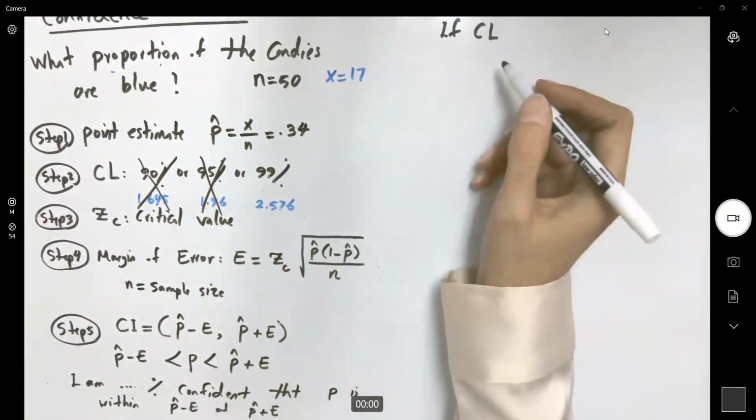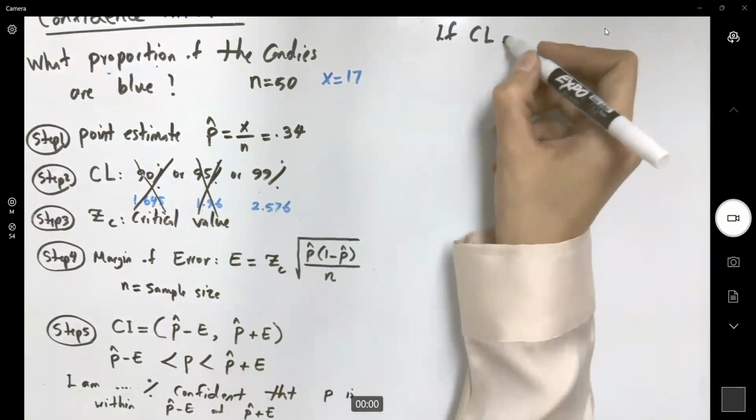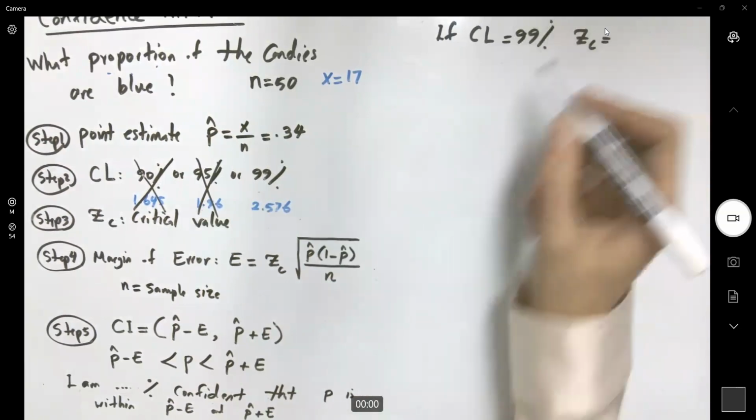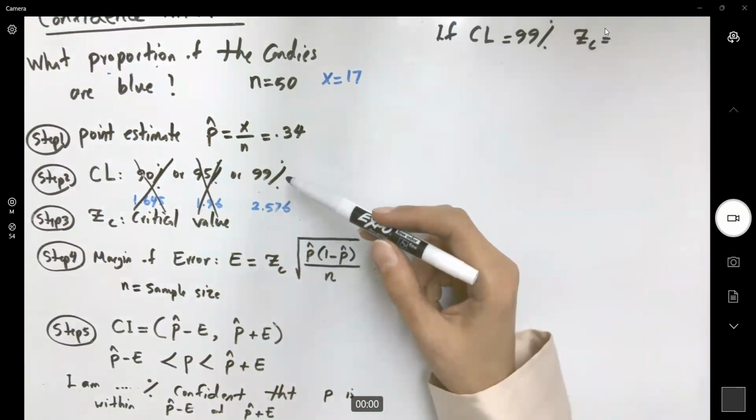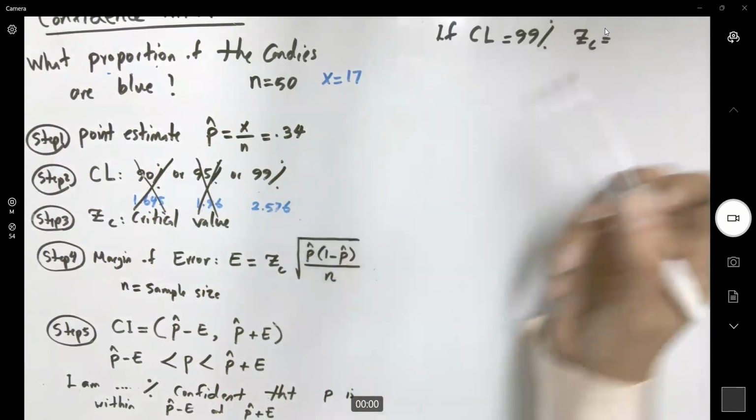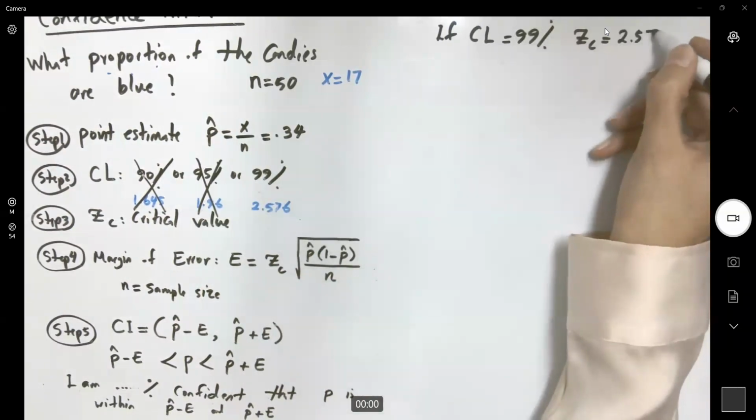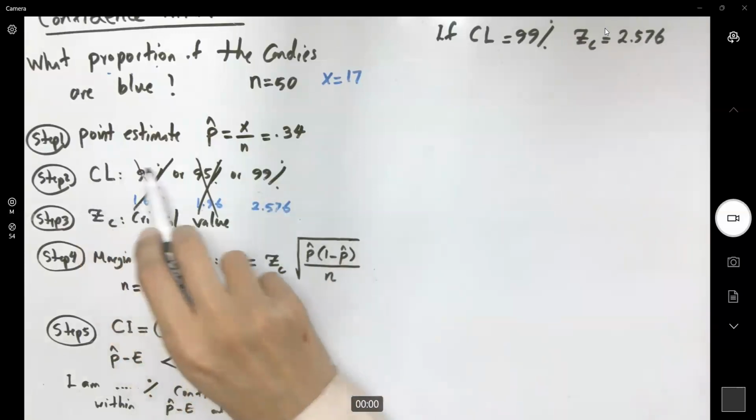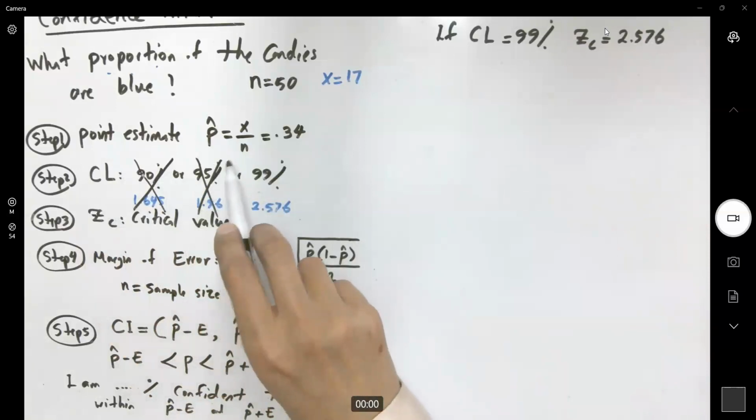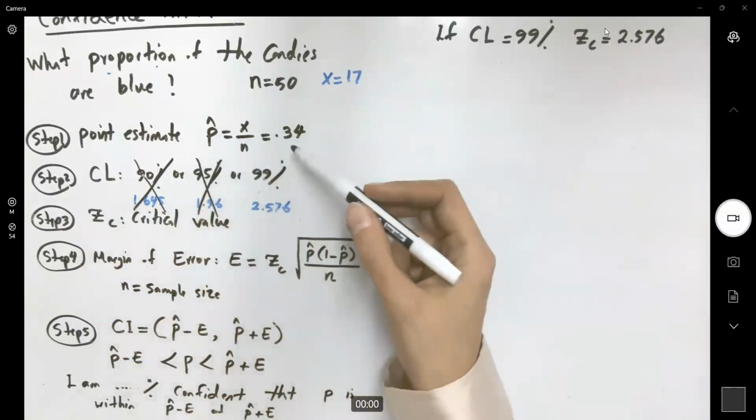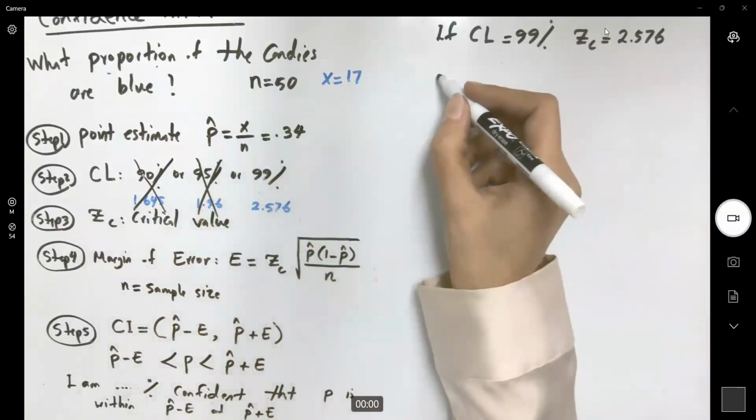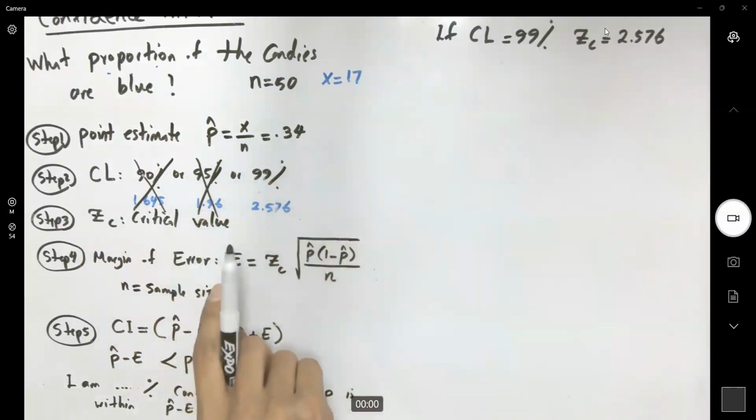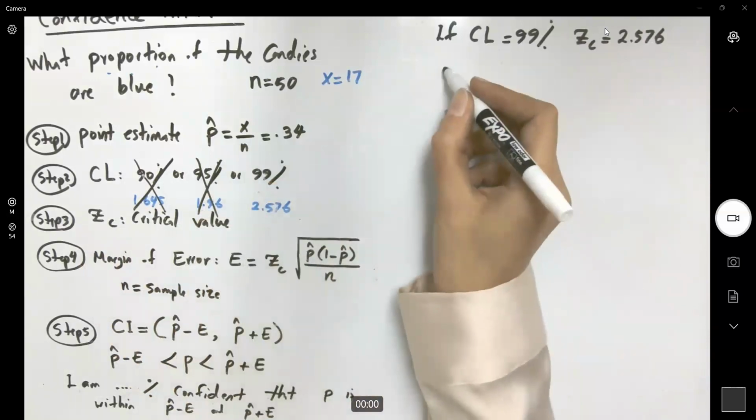So if confidence level is now 99%, we know that we already calculated ZC. ZC is 2.576. Very well. I need to follow the steps. What is the point estimate? I already know that the point estimate is 34%. I have the critical value. I need to calculate the margin of error.